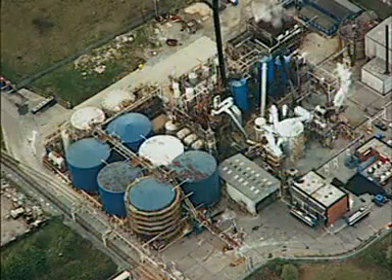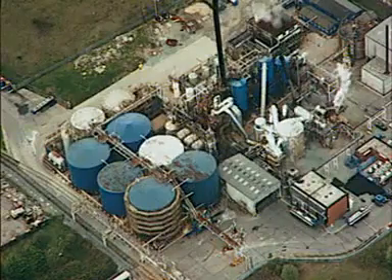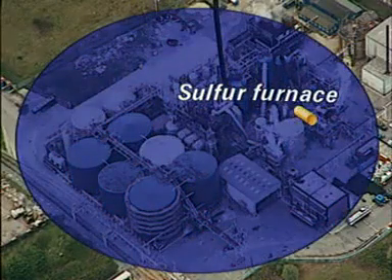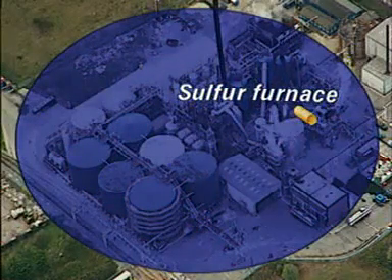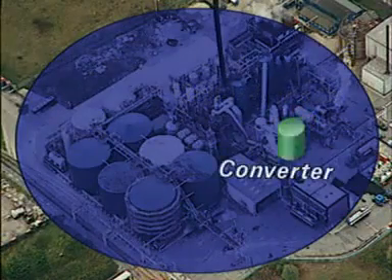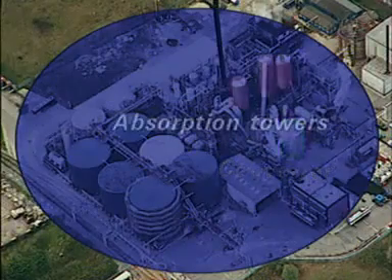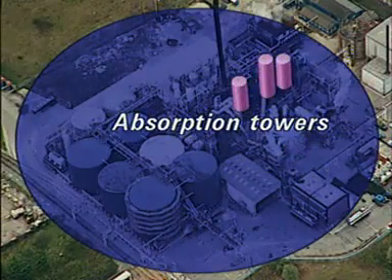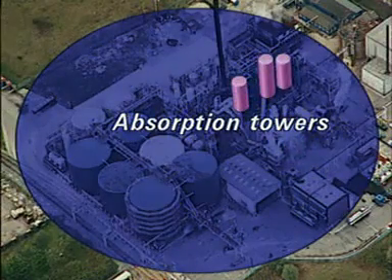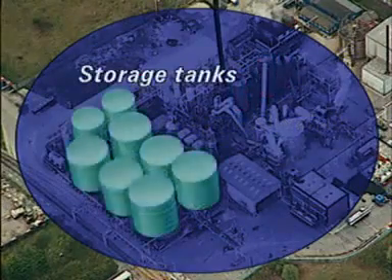At this small plant that makes 600 tons of acid per day, the sulphur is burnt in a furnace. Sulphur dioxide passes to the converter. Sulphur trioxide is fed to the absorption towers to produce acid of the required concentration. This is then stored for delivery by tanker.